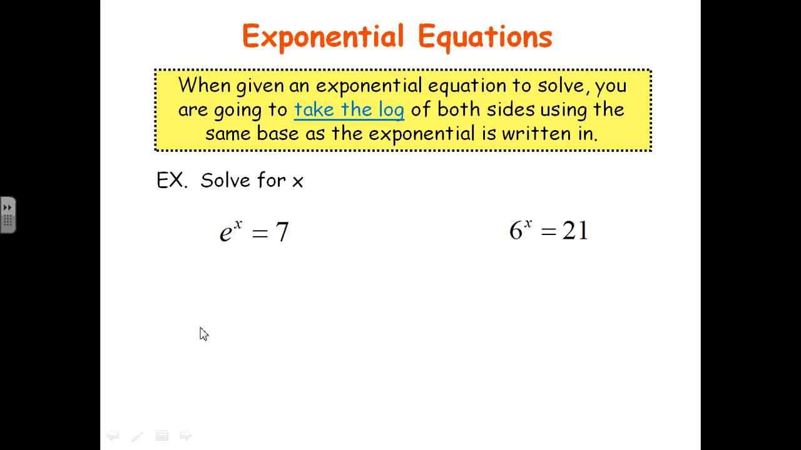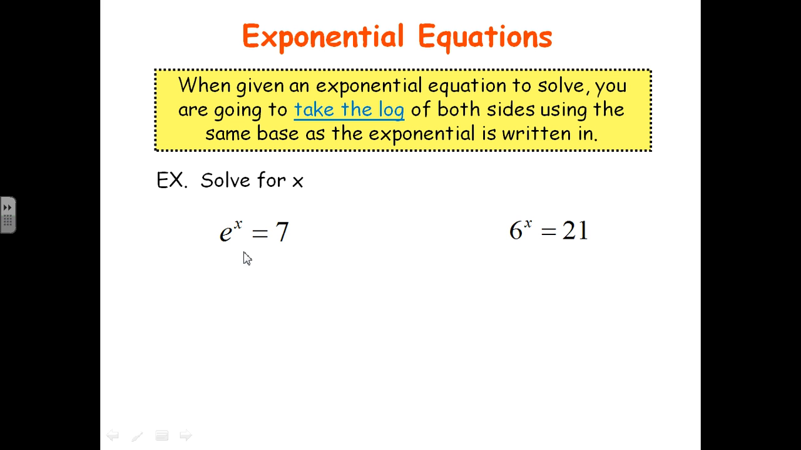Every time that your base is e, you're going to take the natural log because they naturally go together. If you have a base 6, typically we're going to do a log base 6, but you could have done the common log on both sides and it'll still get you the same answer. And we'll take a look at that in a second.